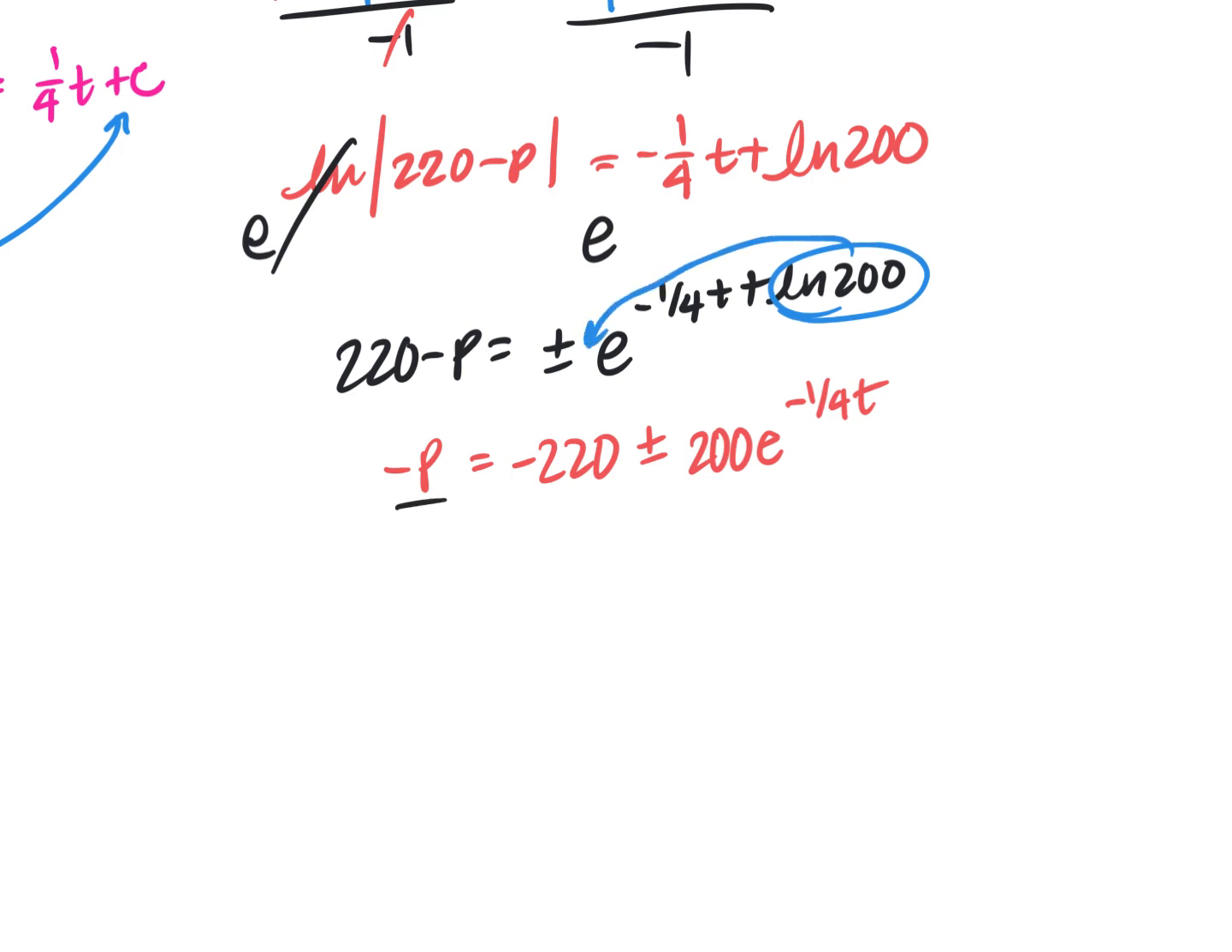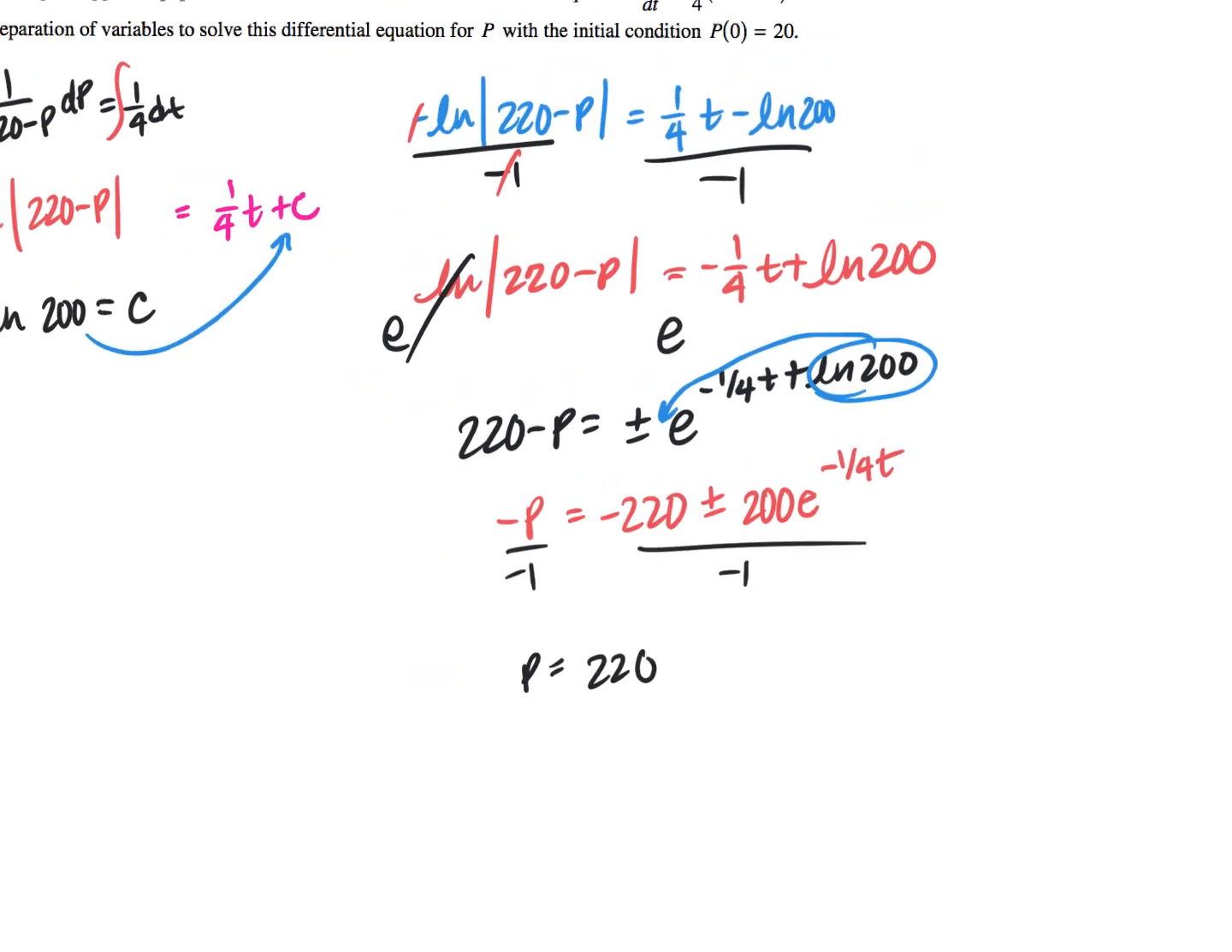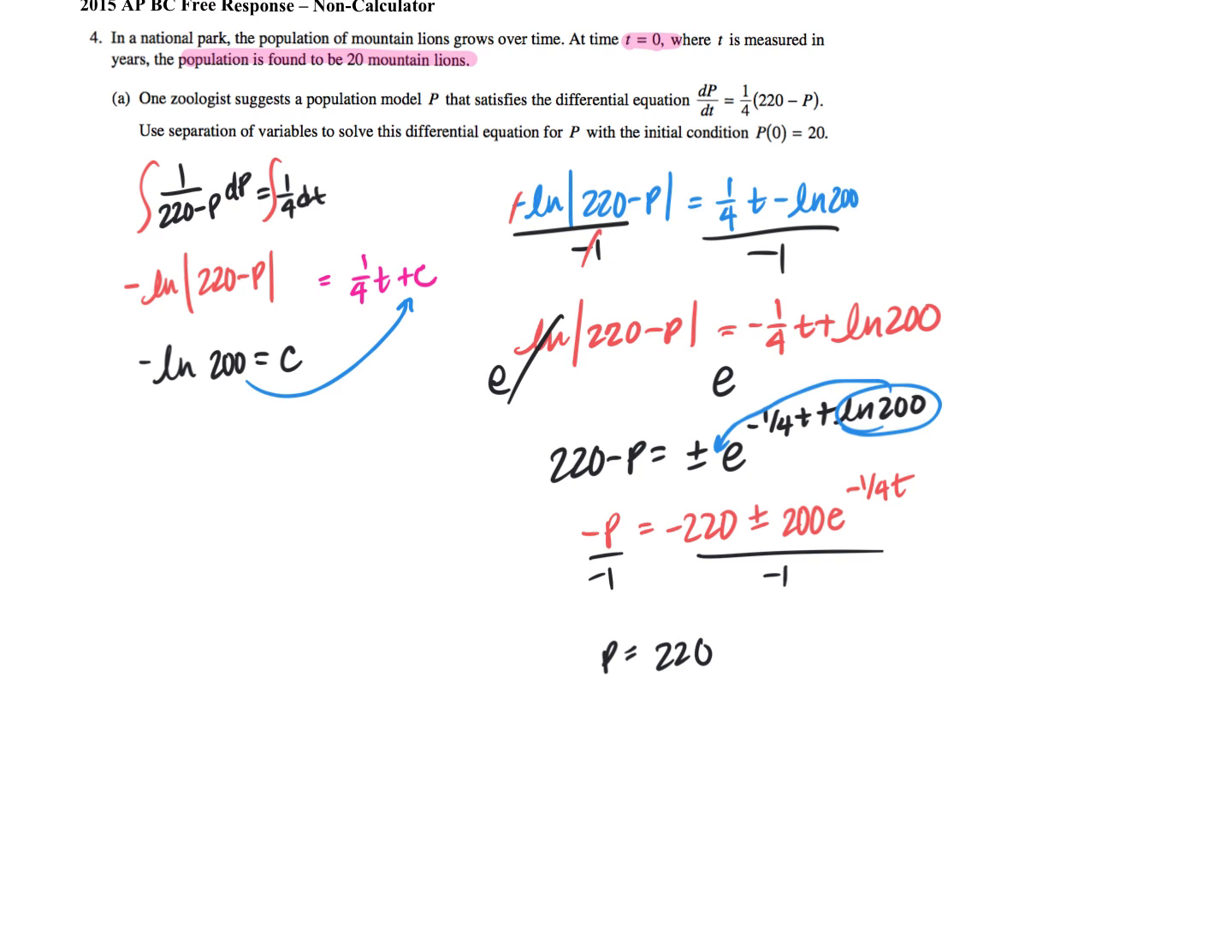When I divide out my negative 1, p equals 220 plus or minus 200 e to the negative 1/4 t. We got to think, if we want to plug in a 0 for my t, I need a positive 20. Which of these would I choose if I'm plugging in a 0 for my t? Anything to the 0 is 1, so e to the 0 is going to get me 1. I'd have a 200 there. So which one do I want? Minus. 220 minus 200 is going to get me a positive 20.